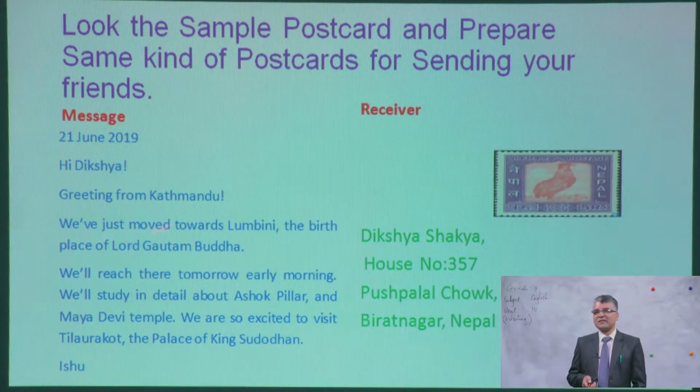And who is writing this postcard? Oh, yes, you are right, issue. And the name of the receiver is Diksha Sakya, and she is available at this address. The address is house number 357, that is Pushpalal Chowk, Viratnagar, Nepal. So this looks like the complete postcard.